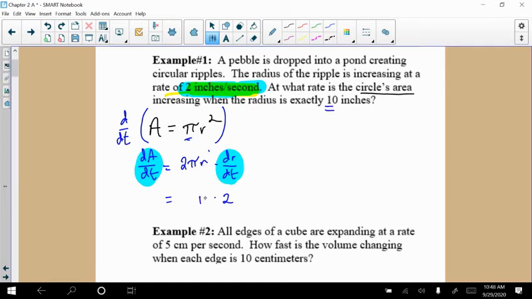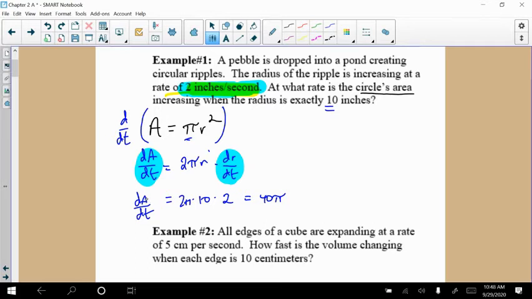So we know that's 10, and we know that's 2 pi, and we're trying to find dA/dt, which is exactly the missing piece. If I multiply 2 pi times 10 times 2, that's going to give me 40 pi, and we've got to represent dA/dt with what it's measuring.